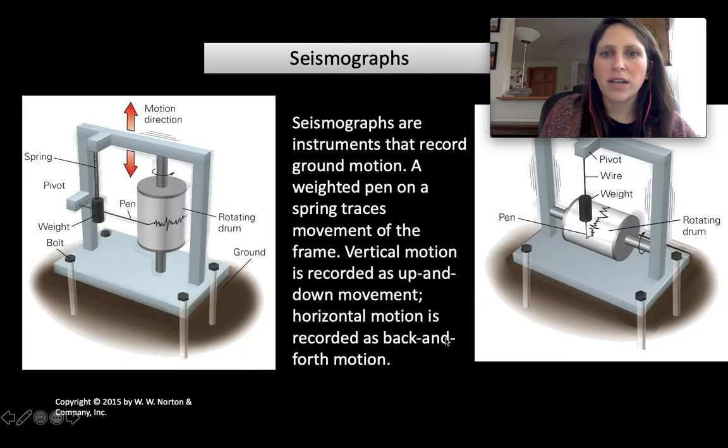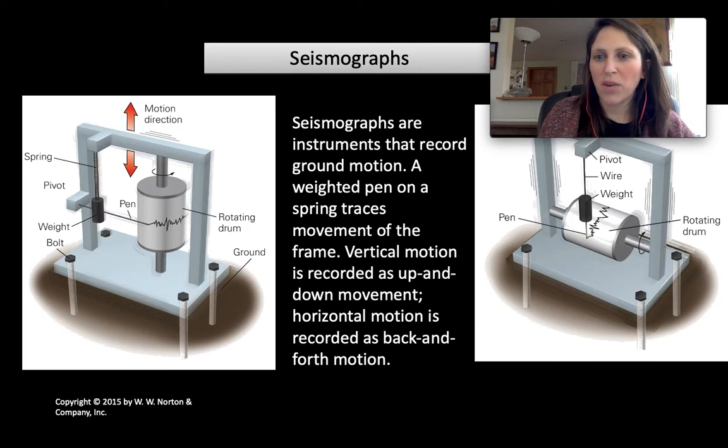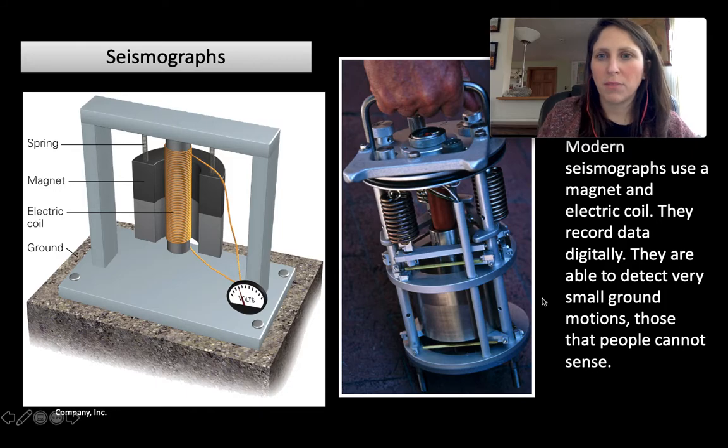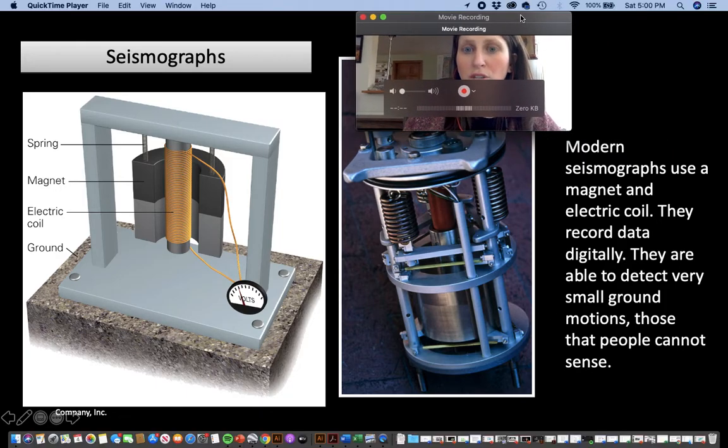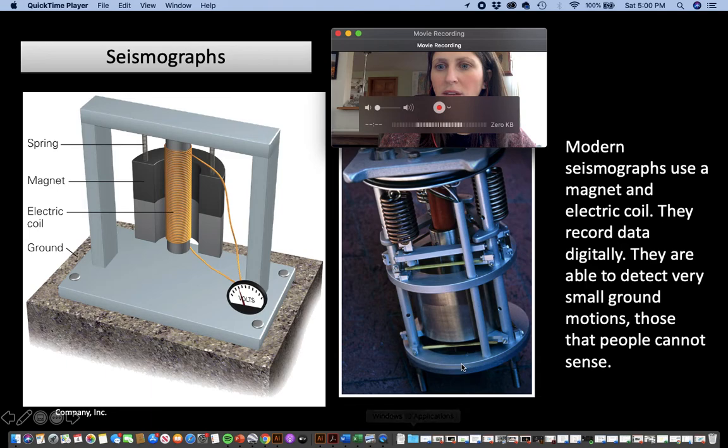Okay, seismographs. These are instruments that record ground motion. So this is how we can detect earthquakes. Back in the day, they used a pen, a weight, and a piece of paper, and it actually recorded the movement of the earthquake based on the ground motion. Now we have some more sophisticated measures to measure seismic waves or earthquakes.